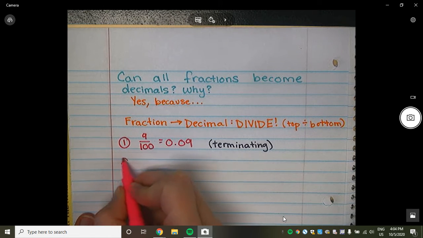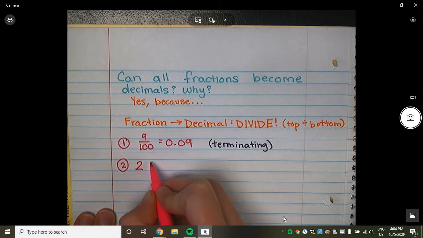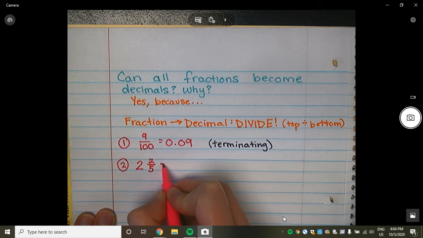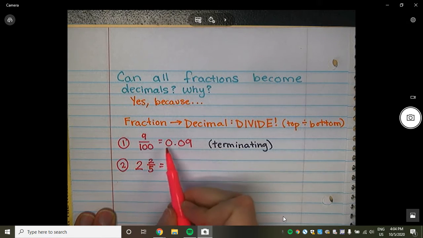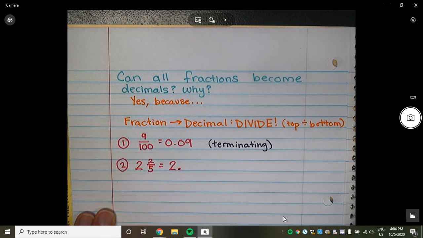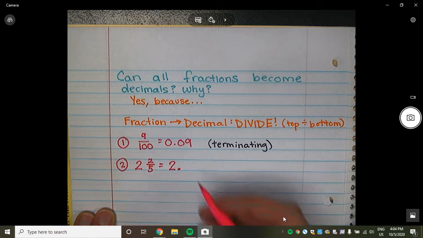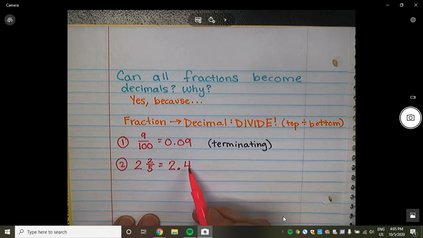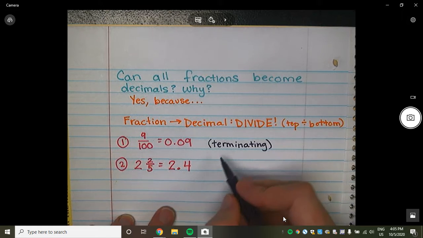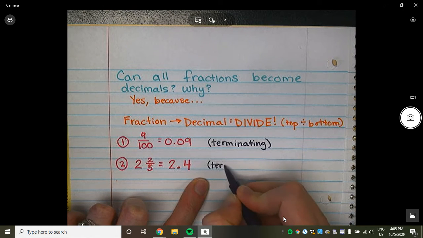Hopefully your notes are looking like mine here. And here goes number 2. 2 and 2/5. When we solve this, just like here, this was the ones place, that's where that 2 is going to go. 2 and, there's my decimal point, and we have 2/5. If you do 2 divided by 5 in your calculator, you're going to get a 4 here, which is 4/10. So 2 and 4/10 would be how we read that. And again, I'm going to ask, is this terminating or is this repeating? And this is, again, terminating.